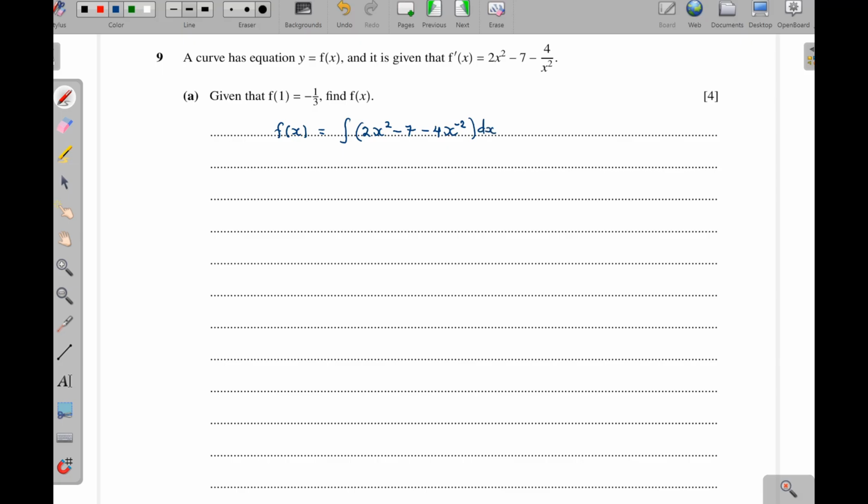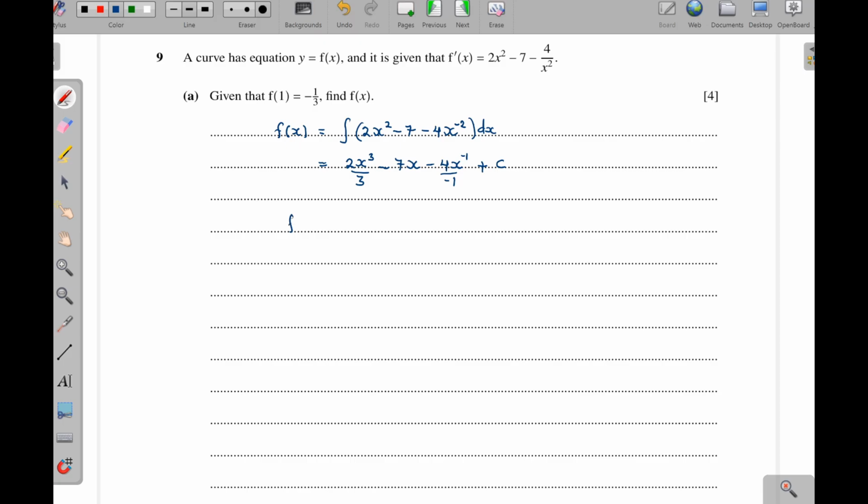Okay, using indices. Then to integrate, remember, you take away the integral sign. This is 2, then increase the power by 1, so this will be power 3, then over 3, and then minus 7x, then minus 4, then x power negative 1. When you increase this one by 1, then you divide by the new power, right? Then you have to put an arbitrary constant here because you don't know the constant that disappeared when they differentiated. And remember, whenever we differentiate a constant, we get a 0, right?